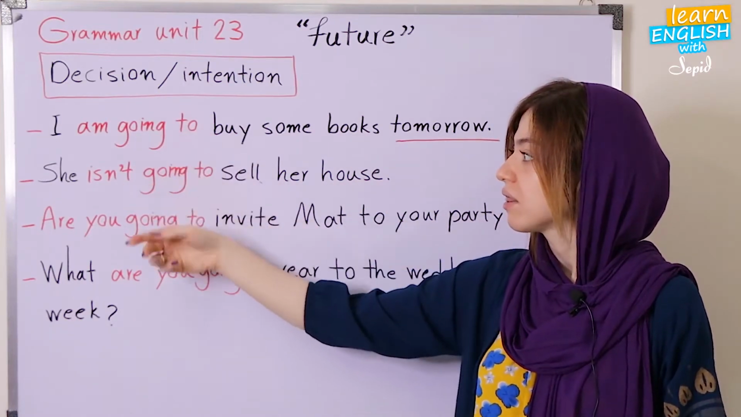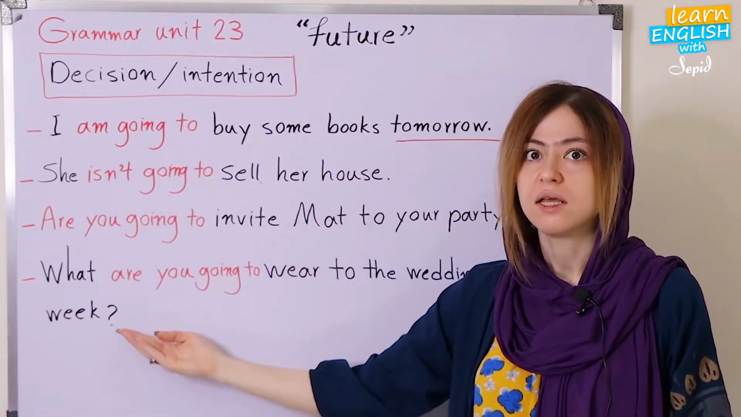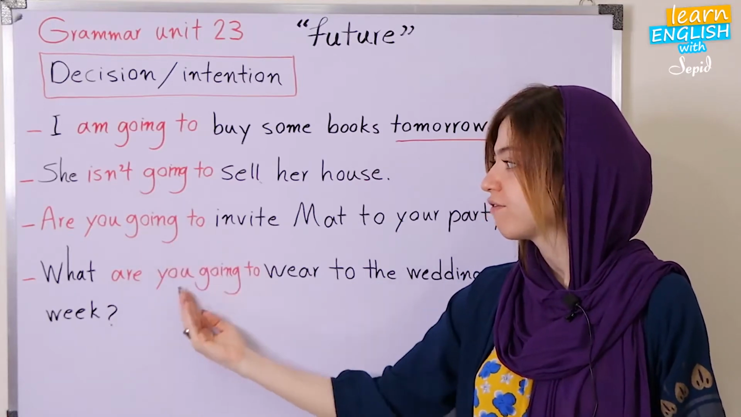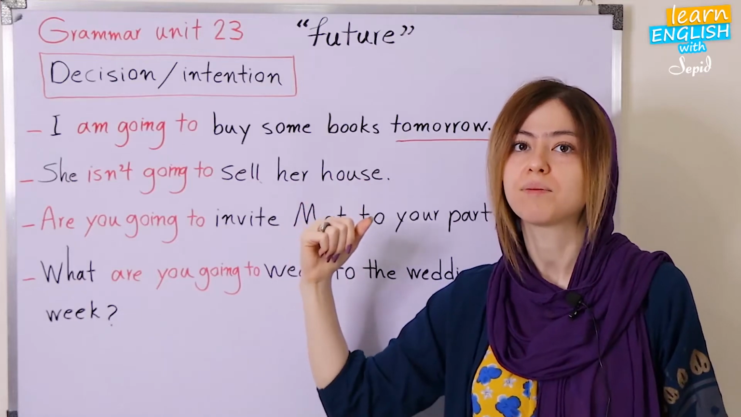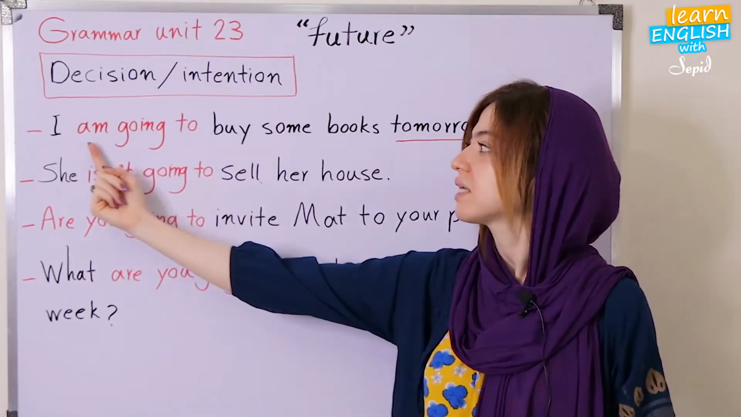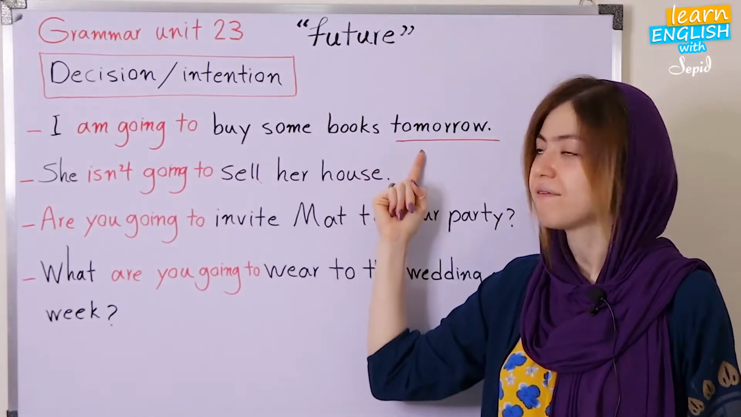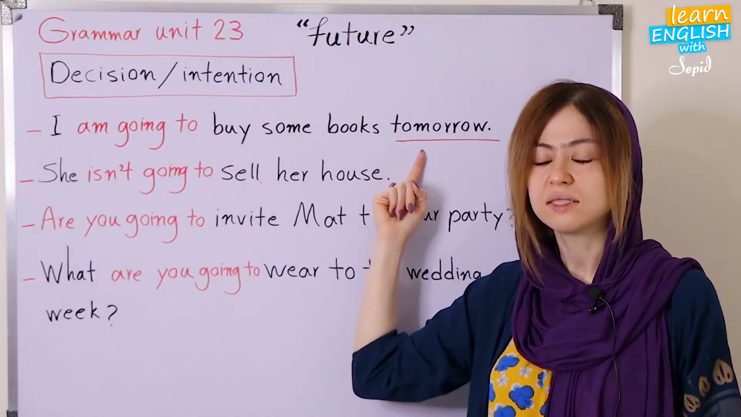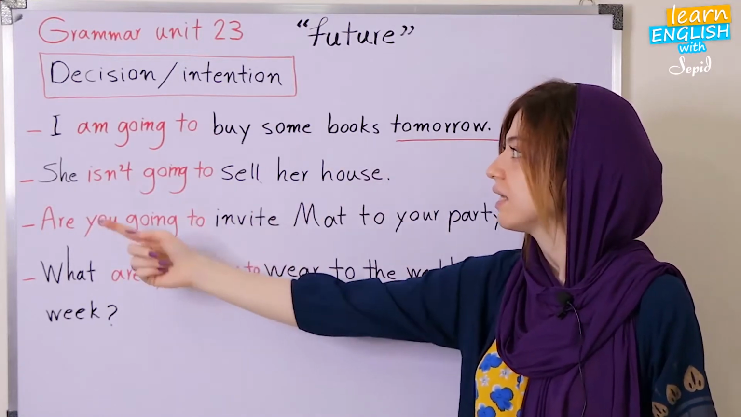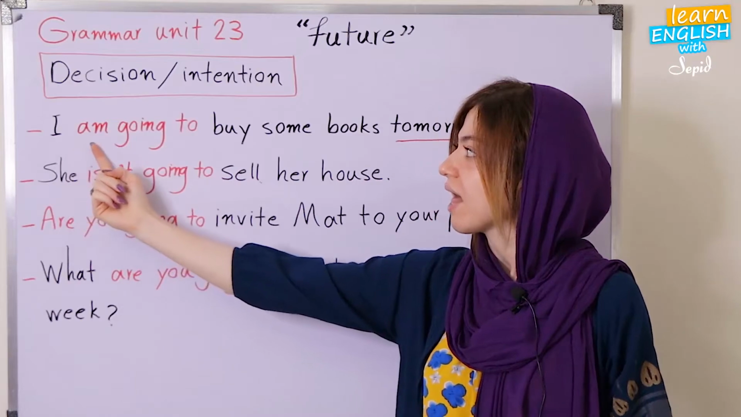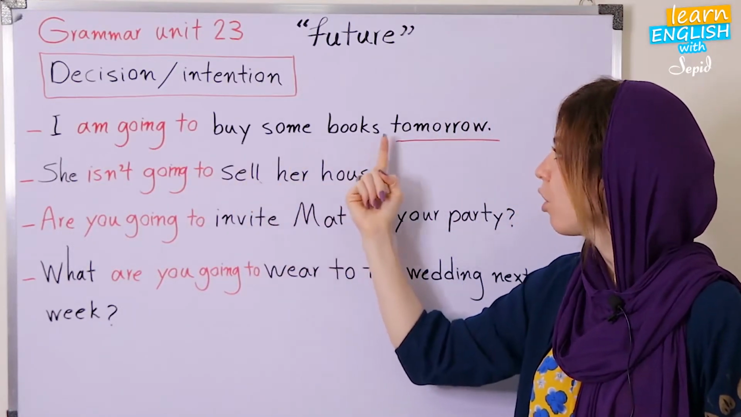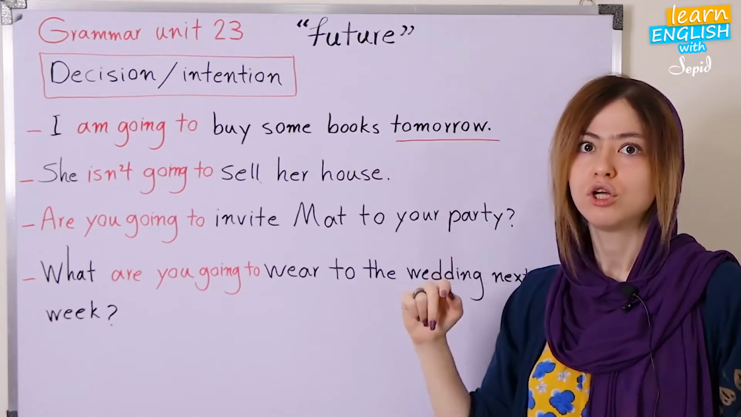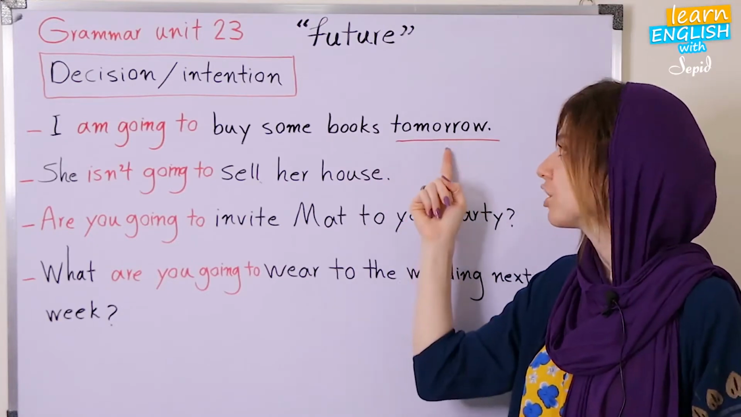Now, here, there are some sentences. In these sentences and question forms, you can see how going to is applied. So the first sentence is affirmative. It's an affirmative sentence. Let's go. I am going to buy some books tomorrow. So we are talking about the future.